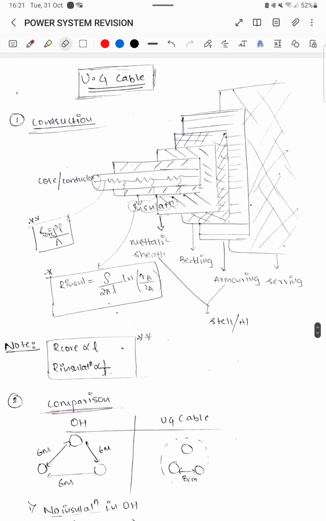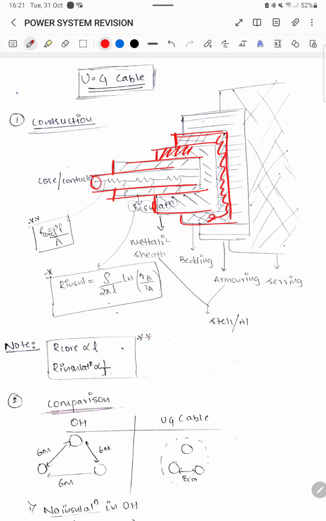So coming to the construction part, underground cable is made up of a couple of layers. Firstly, there will be a core, and insulation will be there protecting the core. Since insulation should not get damaged, we'll have a metallic sheath protecting the core. Outside the metallic sheath, to protect the metallic sheath from corrosion, we will have a bedding. Then there will be an armoring. So you can also think of bedding as a layer between metallic sheath and armoring, which are made up of steel and aluminum, to protect them both from colliding and getting corroded.